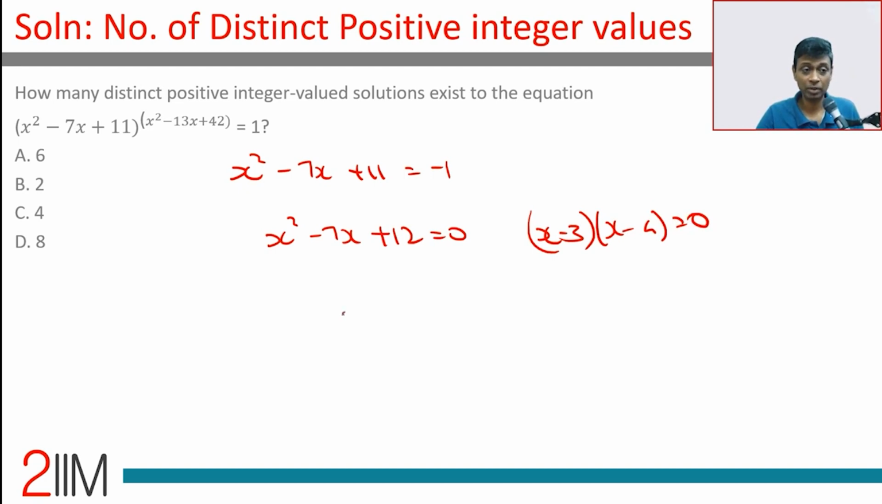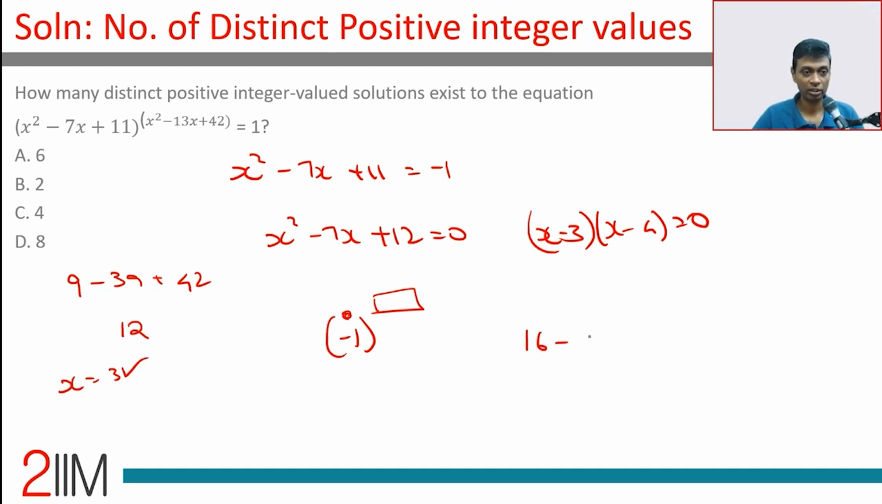If you put x as 3, minus 1 power some number could be 1 if that power is even. So put x is 3, 9 minus 39 plus 42. 9 minus 39 is minus 30 plus 42. This is 12. So x equal to 3 works. Put x equal to 4. That will definitely work. 16 minus 13 into 4, 52 plus 42. 16 minus 10, this is 6. That's also an even number. We get minus 1 power 6. So 3, 4 could work as well.